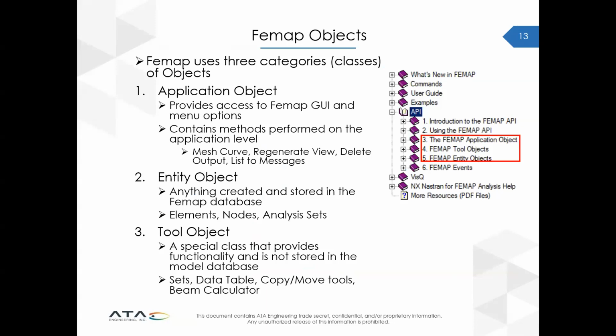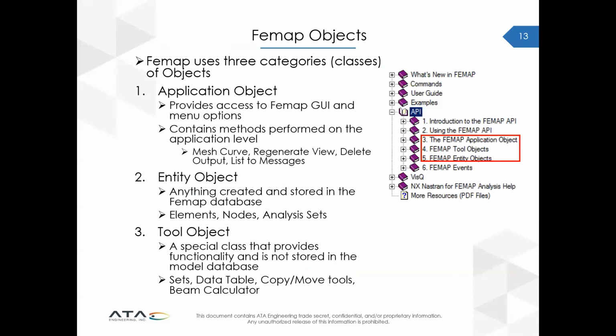There are 3 different classes of Femap objects. This is important to know when you get into the help file and start looking around. There's the application objects, which essentially provide your access to the GUI, the menu options, and things that happen just in general across the application. Some of those might be mesh curve, regenerate view, list to the messages window, that type of thing. And then second, you have your entity objects. These are the things in your model itself, everything you'd see in the model info tree. So your nodes, your elements, your analysis sets, your materials, those are all entity objects.